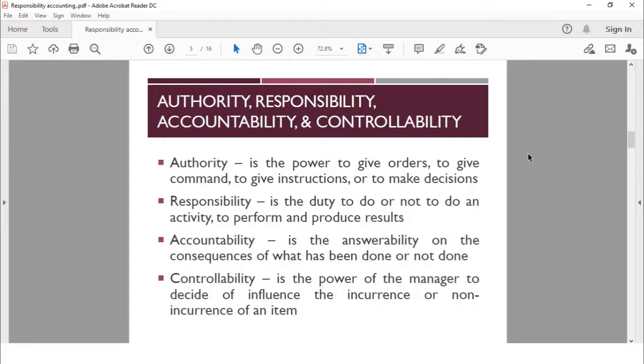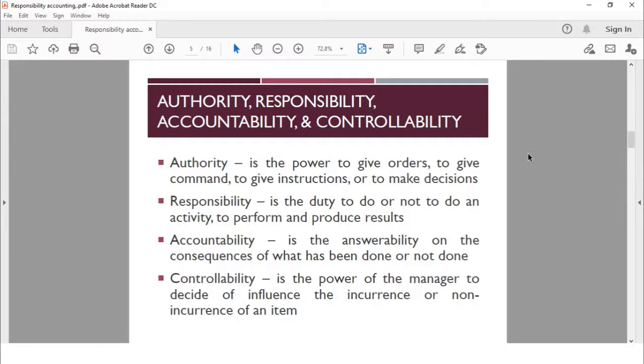other subunits, right? So aside from accounts payable, under finance there is accounts receivable, and general ledger. So their responsibility of managing or supervising those subunits is greater. Now, accountability is the answerability on the consequences of what has been done or not done. So whatever your responsibility is, it means you should also be accountable for whatever happens with your actions or your responsibilities.